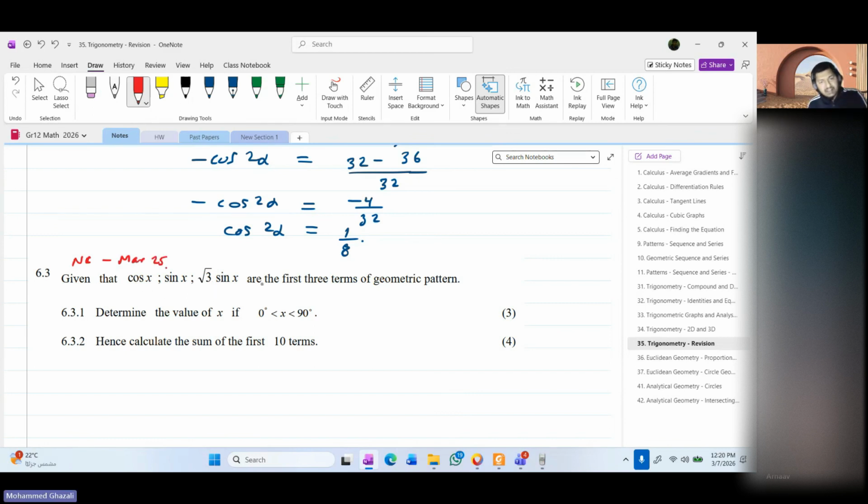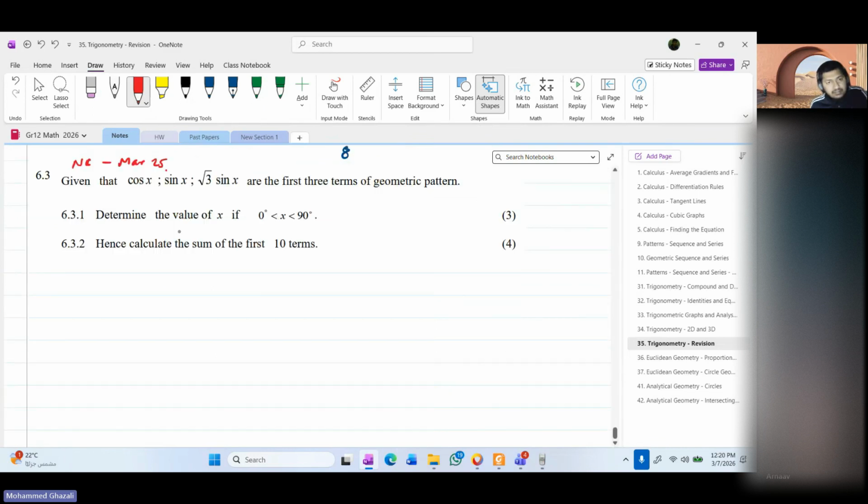Given that cos x, sin x, and root 3 sin x are the first 3 terms of a geometric pattern, determine the value of x between 0 and 90. Now, this question is not difficult, right? So let's look at this. The first part is to find the common ratio. The common ratio is sin x over cos x. Or you can also get root 3 sin x over sin x, term 2 divided by term 1. So that is just root 3. So the common ratio is root 3.